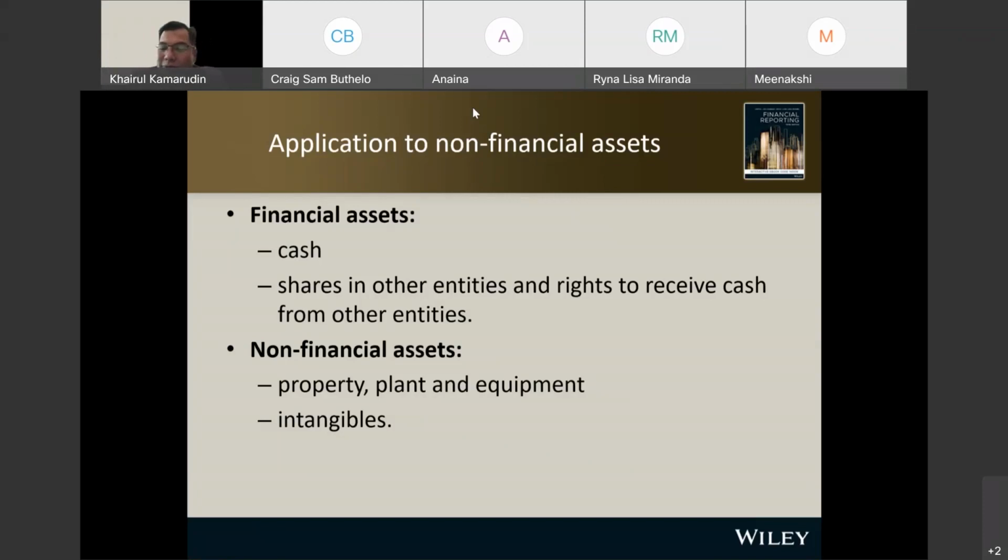Other than that, we have non-financial assets. For example, property, plant and equipment, intangibles. So all this is non-financial assets. Property, plant and equipment, for example, intangibles, your research and development, that is not your financial assets.